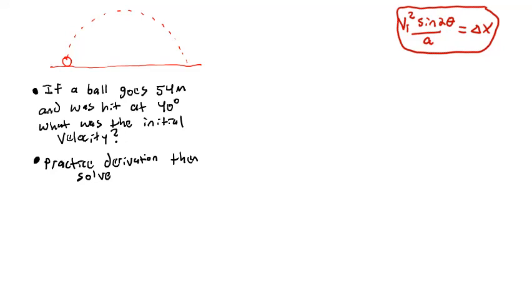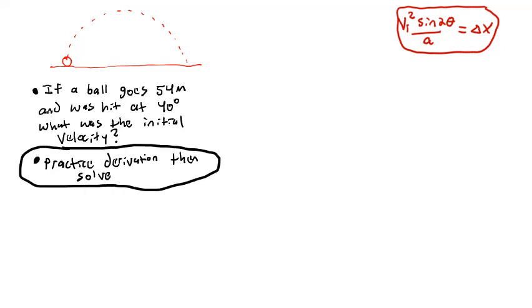So what we're going to do now is, if a ball is going 54 meters and it was hit at 40 degrees, what velocity should it be hit at to be able to do that? Now in class I have you guys practice the derivation and then solve this, and so it would be good to practice the derivation and then solve. Go ahead and calculate this out, and then hit pause. Figure out what initial velocity it would take to do that. And then when you're ready to check, you can hit play to continue.